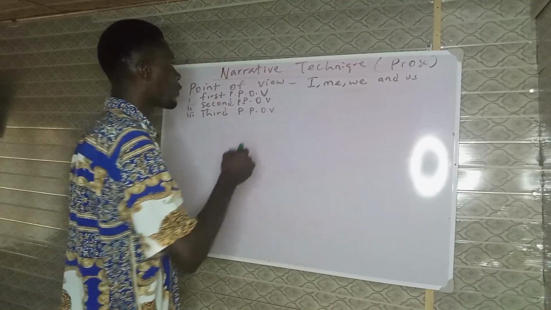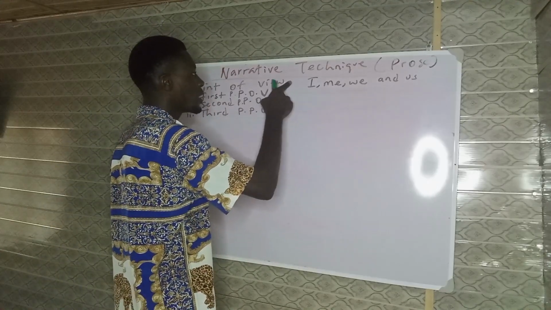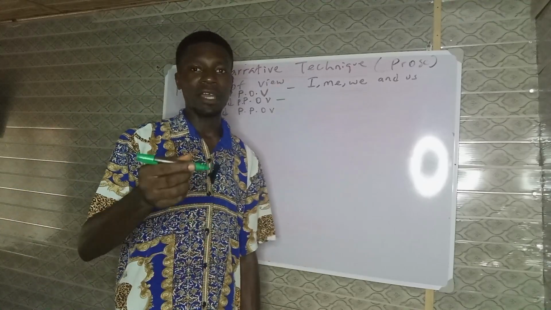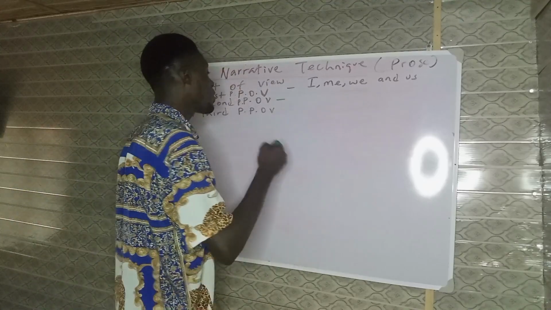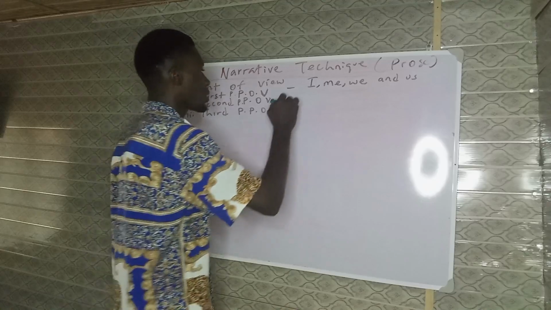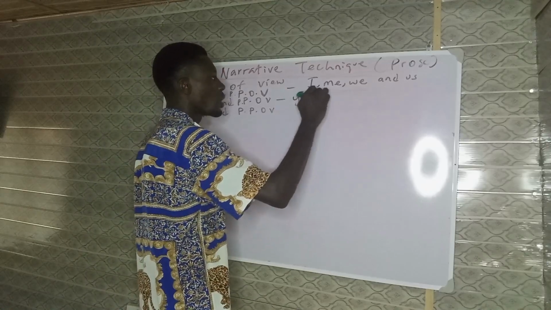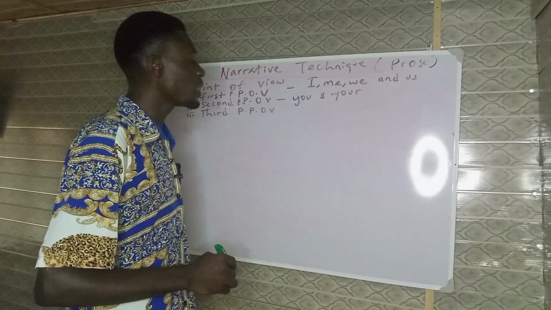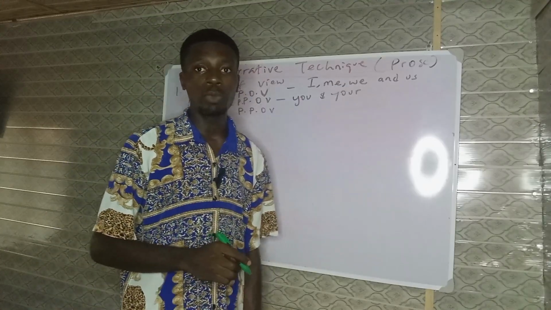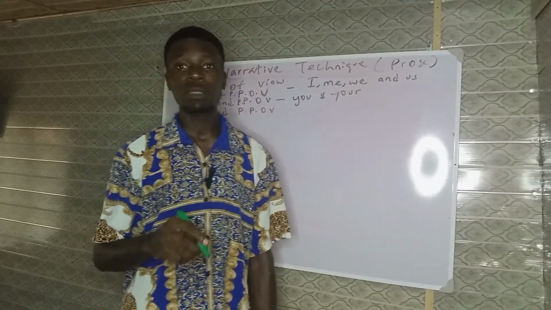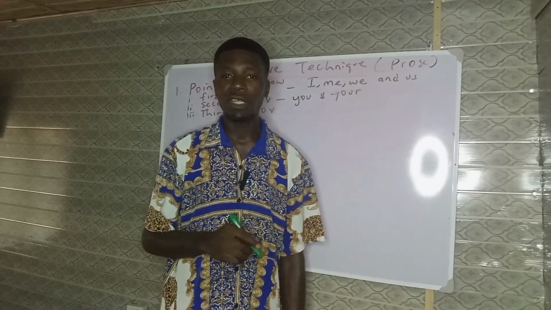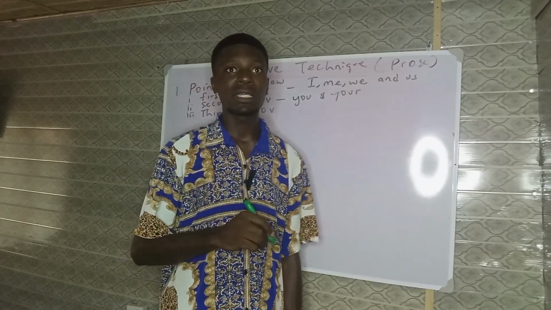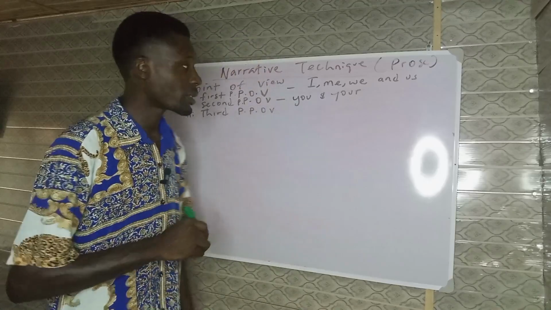In the second person point of view, what you find is that the author addresses the character. So the dominant pronouns there are you and your. These are the dominant pronouns you find in a prose text that is written in second person point of view. A very good example of that is Jamaica Kincaid's A Small Place, right?